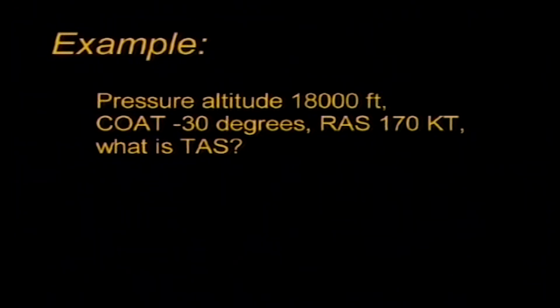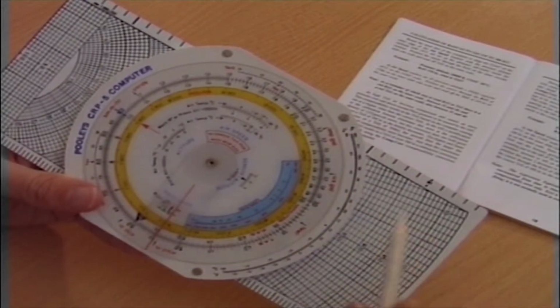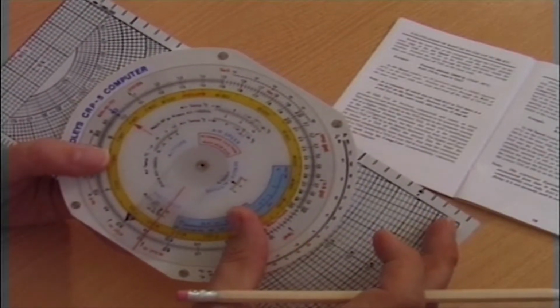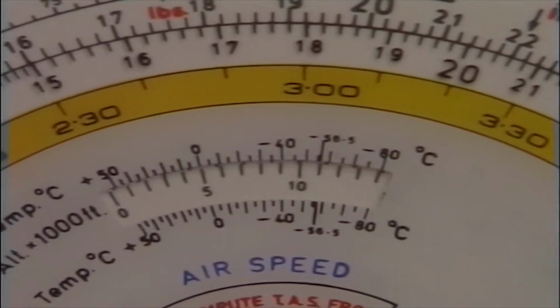TAS can also be calculated in the non-standard atmosphere. For example, pressure altitude is 18,000 feet. Correct outside air temperature is minus 30 degrees Celsius. RAS is 170 knots. What is TAS? Using the airspeed window, line up 18,000 feet against minus 30 degrees Celsius.